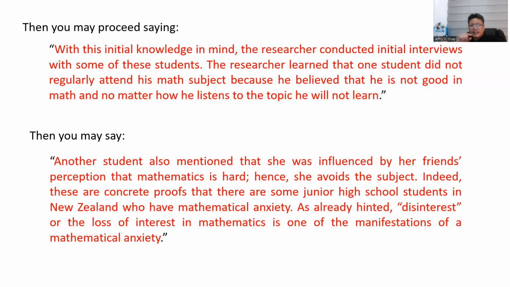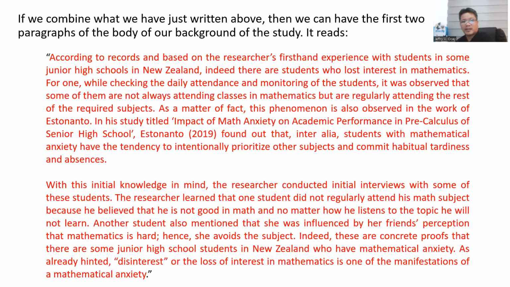So before I proceed, as you can see, what we are articulating here are again proofs to our claim in the opening paragraphs that indeed, again and again, there are junior high school students in New Zealand who are experiencing mathematical anxiety. Okay? Please remember again that what we're doing at the moment is writing the body of the background of the study. And again, we are providing the proofs to that claim. That should be the content of the body of your background of the study.